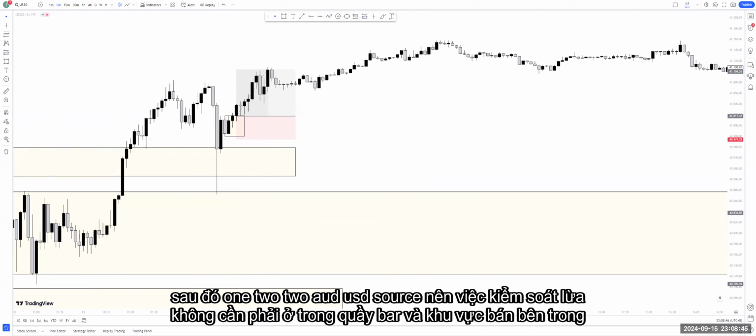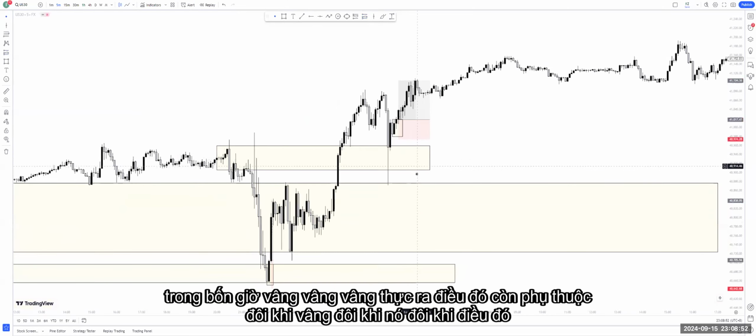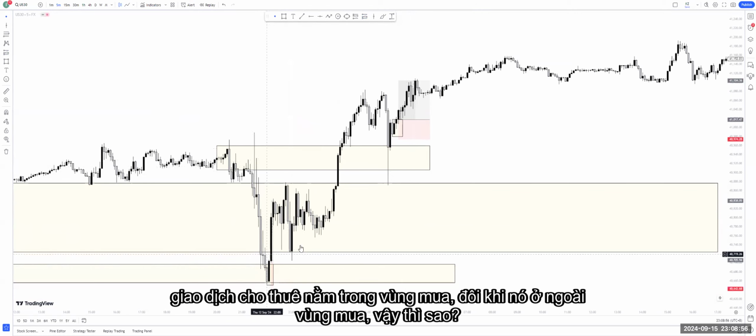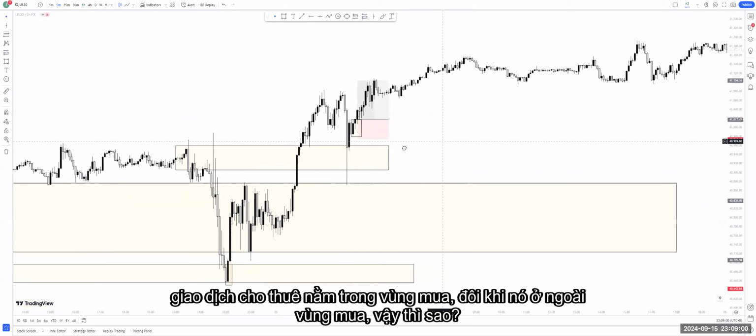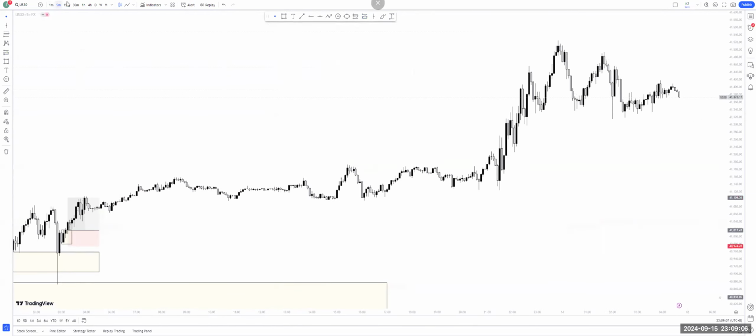AUD USD is also okay. So trade control doesn't need to be in the buy and sell zone inside of 4 hour. Yes, brother. It depends actually. Sometimes that trade control is in the buy zone, sometimes it's outside the buy zone. So what we need to do is just wait for the price to get into the buy zone, and then we focus on the current market price.